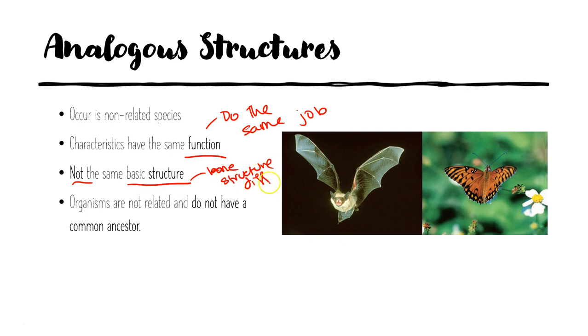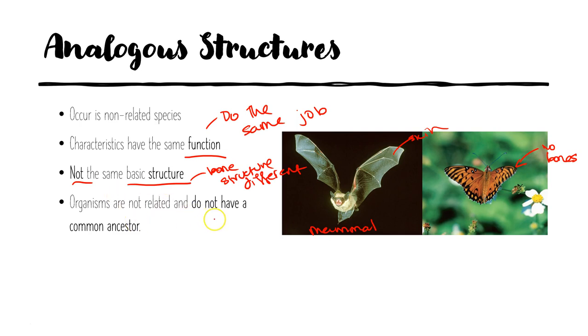If we were to look at their skeletons, or in the case of this, the way the wings are formed, this is skin because the bat is a mammal. So they have skin that is stretched out between the bones, whereas our butterfly, which is an insect, has a completely different structure. There's no bones inside this wing. It has fine scales and things like that. So the structure is very different, but they both perform the same function. They give the organism flight.